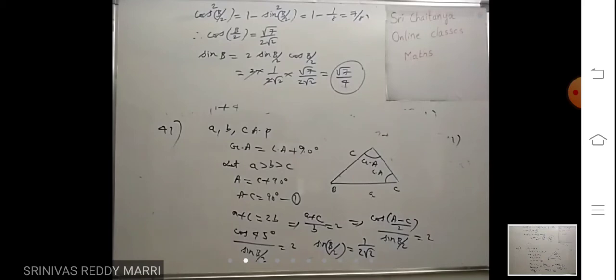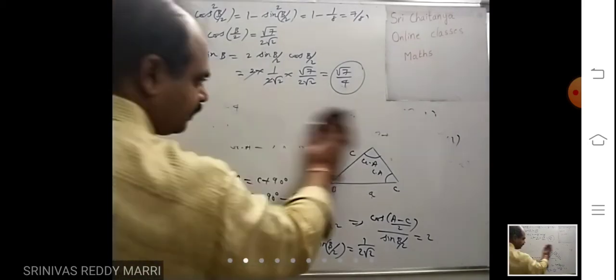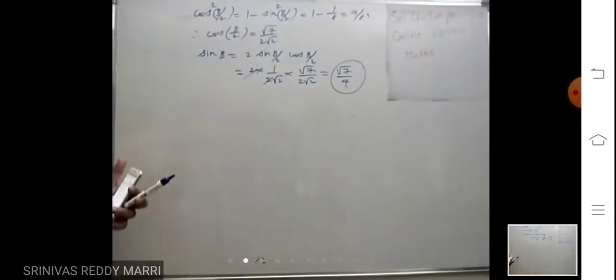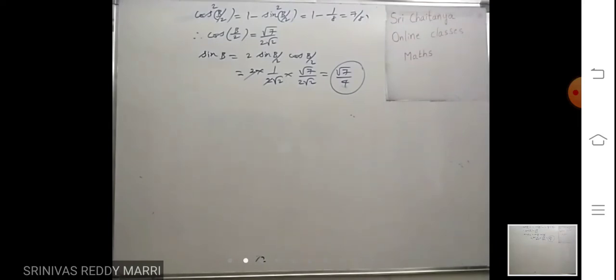Okay, now. Okay, look at the next problem. Multiple correct answers, look at 42. You will have more doubts in these multiple correct answers. Look at the 42nd.